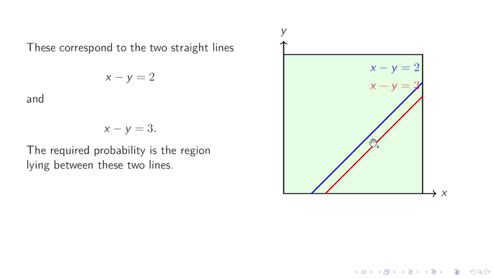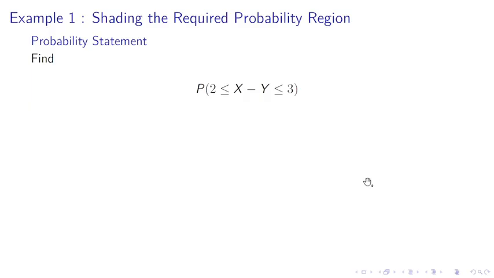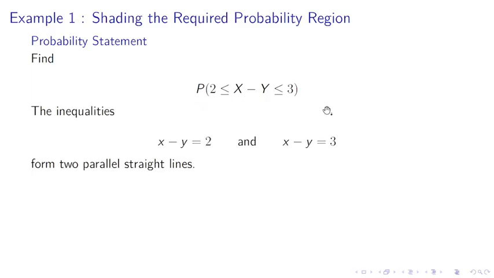Here I draw these two lines. The blue line is x minus y is equal to 2, and the red line is x minus y is equal to 3. Before evaluating any double integral, always convert the probability statements into a geometrical region. We converted the probability statement into a geometric region. The required probability region is 2 less than or equal to x minus y less than or equal to 3.